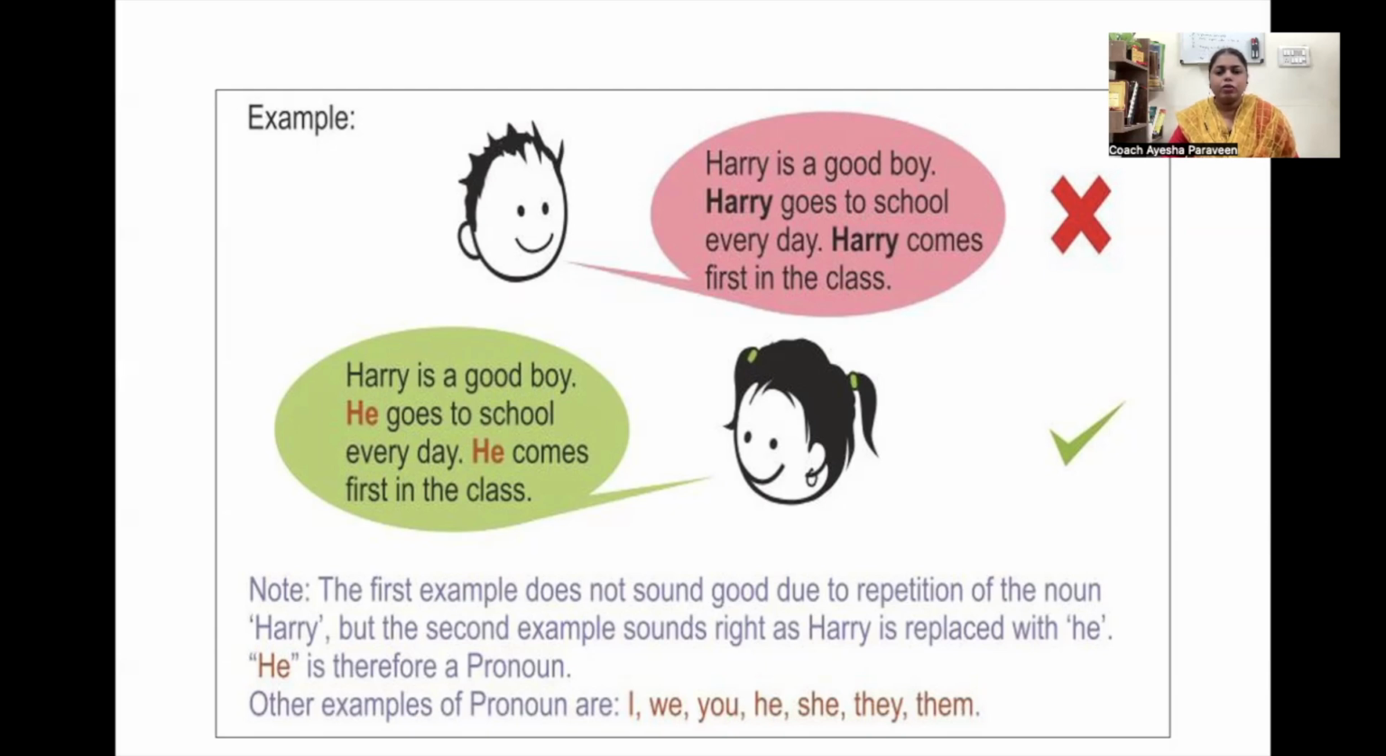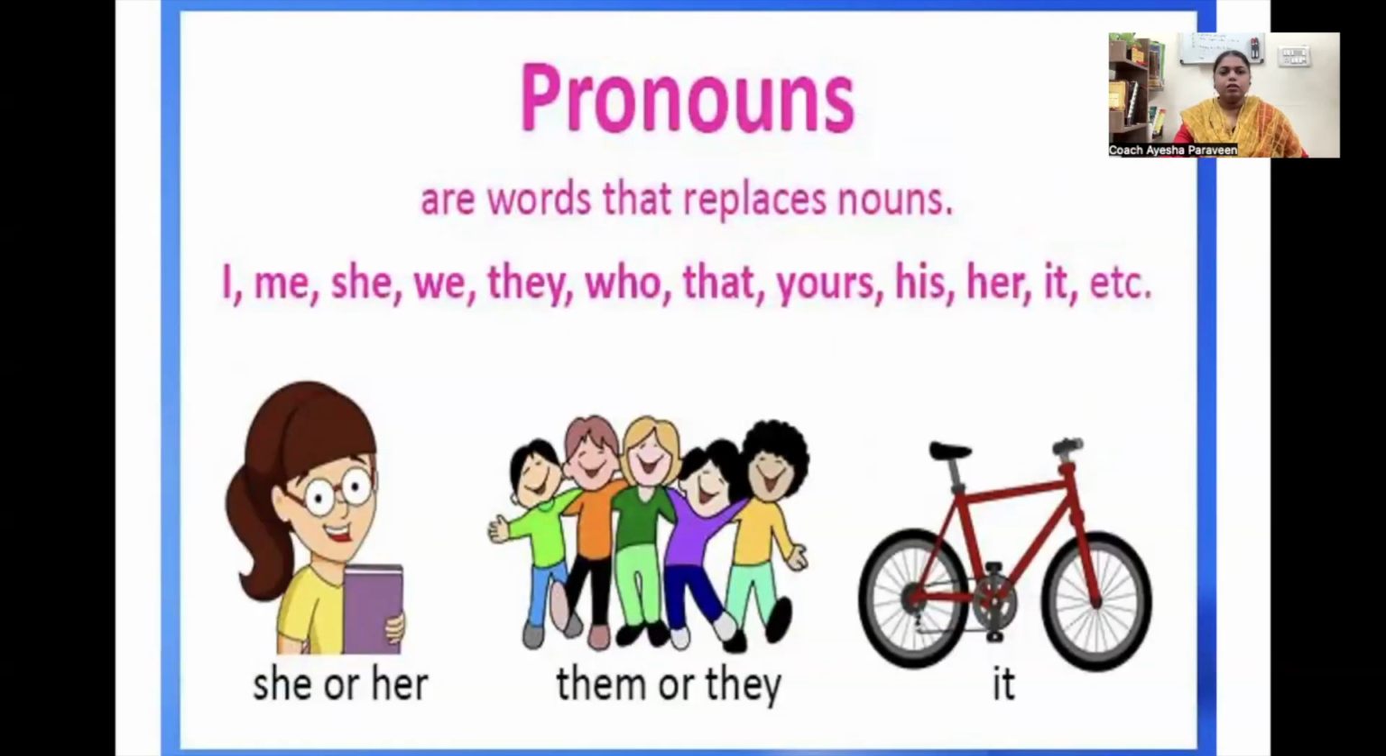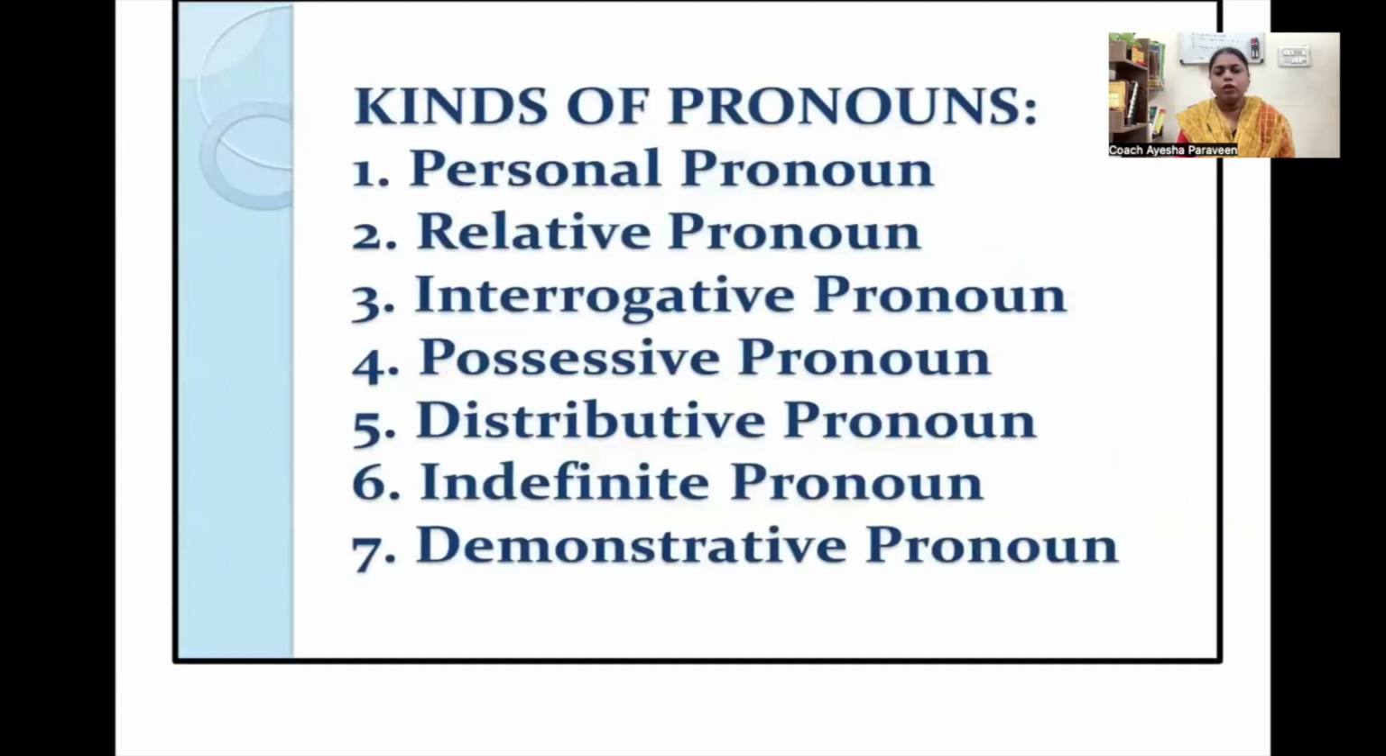Other examples of pronouns are I, we, you, they, he, she, it. All these are pronouns. There are many more pronouns and there are many types of pronoun that we are going to learn in today's class. Okay, we are going to learn kinds of pronoun, types of pronoun. We have personal pronoun, relative pronoun, interrogative pronoun, possessive pronoun, distributive pronoun, demonstrative pronoun. So we have so many types of pronoun and we are going to learn each type in detail.